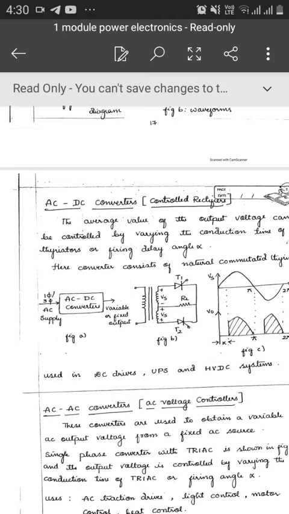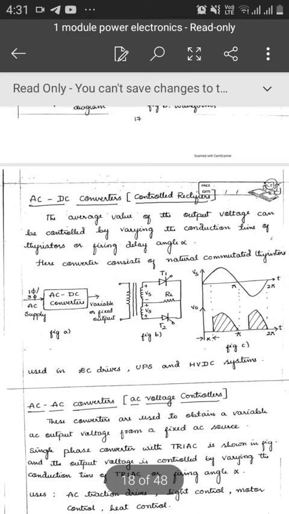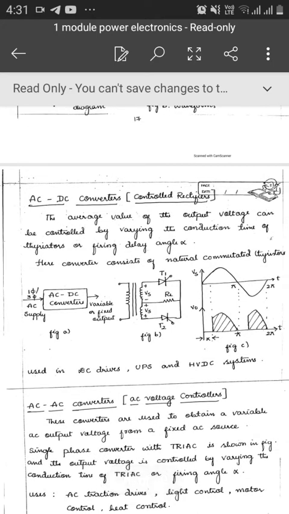An SCR has three terminals: anode, cathode and gate. The gate's main function is to control the output voltage delivered to the load. Usually in the AC to DC converter, the input and output waveforms are shown in the figure.